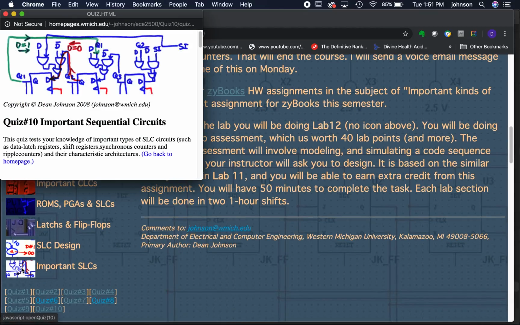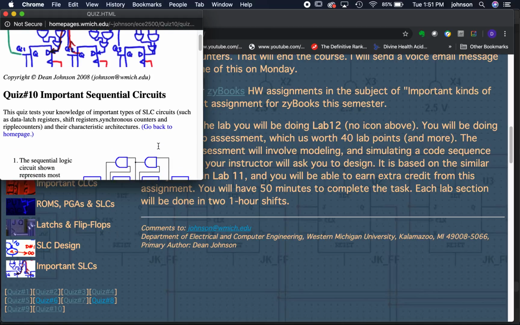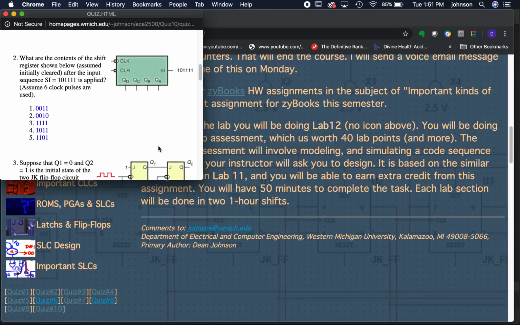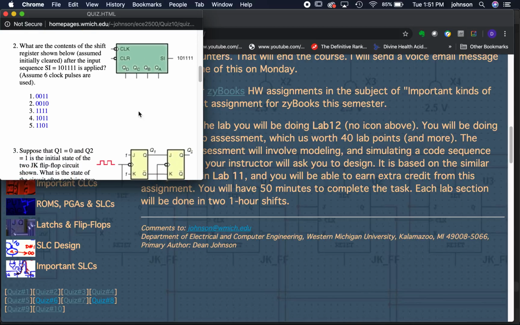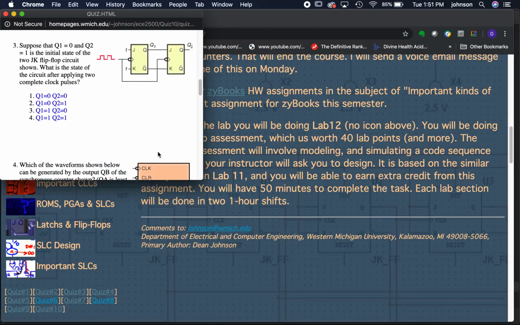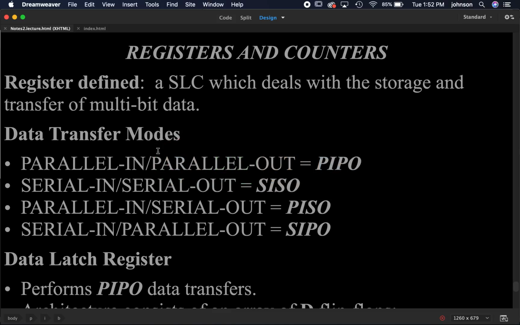So let's take a look at what we're going to cover today. We're going to be looking at the shift register examples, such as problem 2 as well as number 7 further down. And we're also going to look at question number 3, which is probably the most difficult question from quiz number 10. Okay, so with that, let's take a look at the notes and see where we're going.